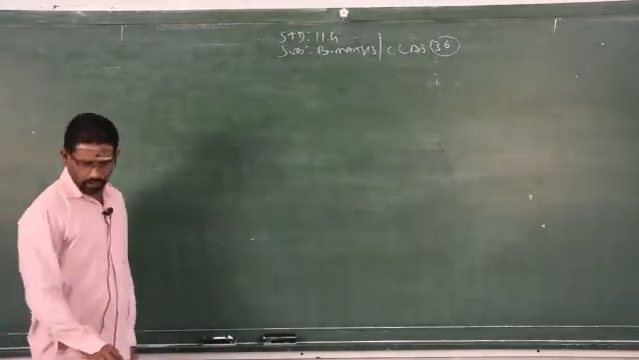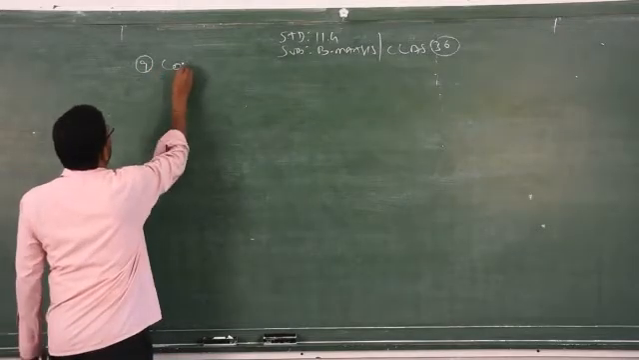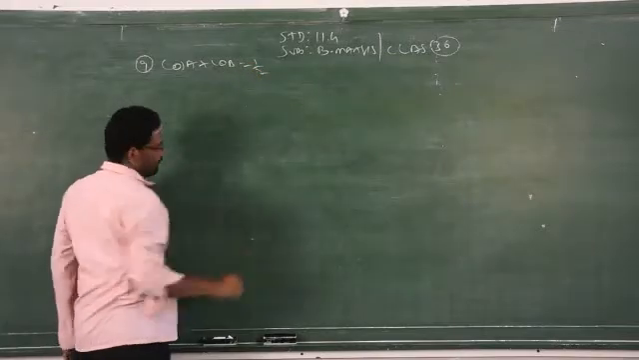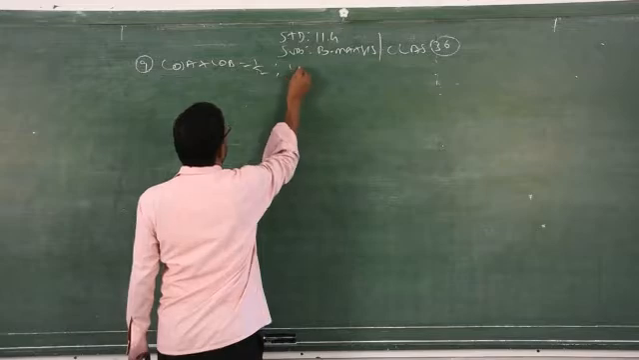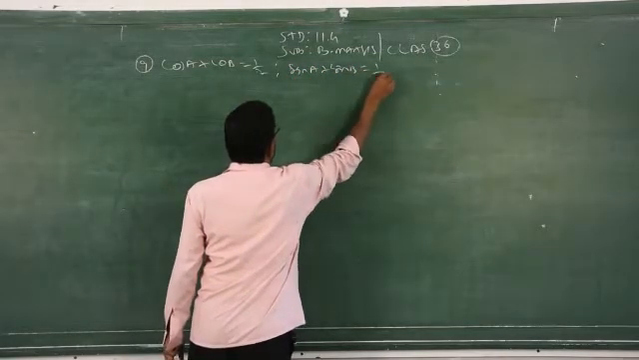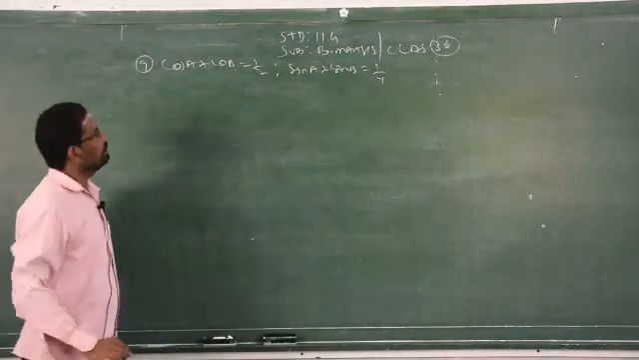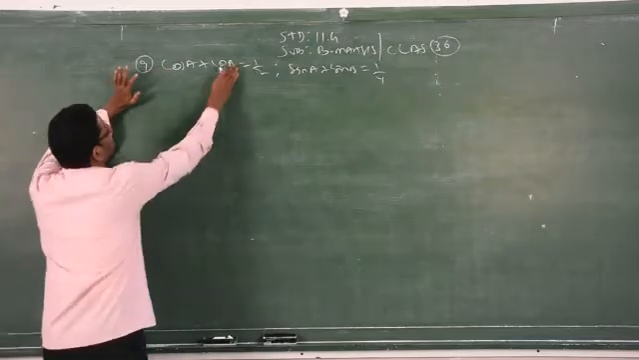9. If cos A plus cos B is equal to 1 by 2, then one more is given, sin A plus sin B is equal to 1 by 4. So you are asked to prove that tan (A plus B) by 2 is equal to 1 by 2. So how do we do this? Very simple.